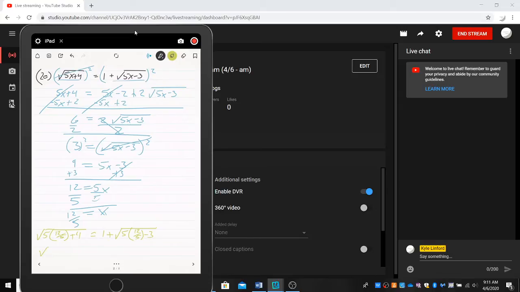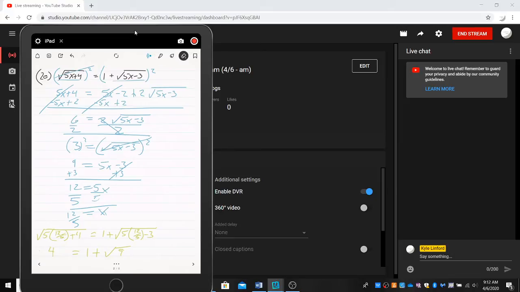We have the square root of 5 times 12 fifths is just 12 plus 4, but 12 plus 4 is just 16. And then that's equal to 1 plus the square root of 5 times 12 fifths is 12, minus 3. Well, 12 minus 3, we can simplify that. That's just going to be a 9. All right, so really we have the square root of 16, that's just a 4.